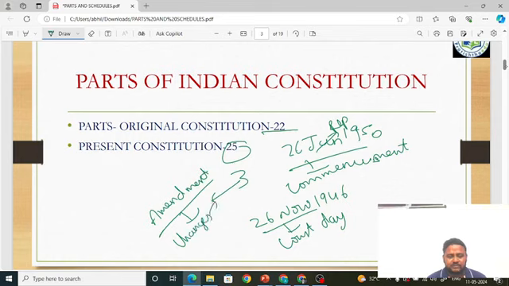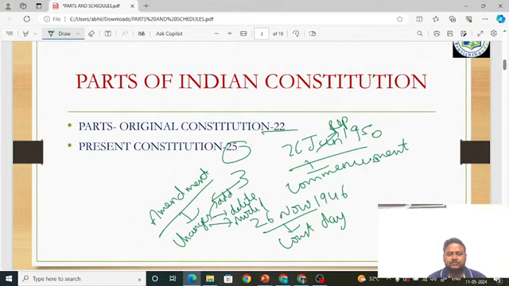The changes may include adding something to the Constitution, or deleting something from it. For example, the right to property was deleted from fundamental rights and added in Article 300A. Earlier it was in Article 31. Making some changes or modifying something in the Constitution is the meaning of amendment. Through amendment only, these 3 parts were added, that is parts 23, 24 and 25.